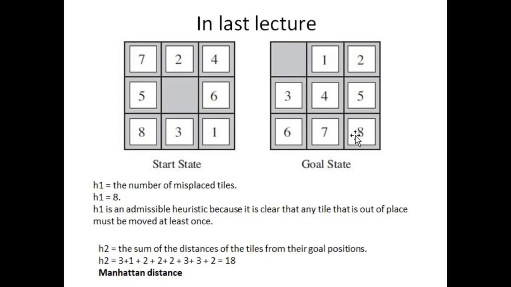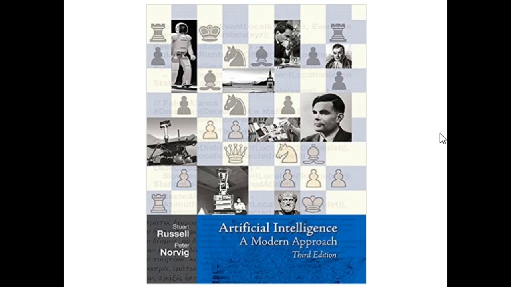There are 2 ways to calculate the heuristic values, as we discussed in our previous lecture. The first way is the number of misplaced tiles. In this method, the heuristic value is admissible. The second way to calculate the heuristic value is the sum of distances of the tiles from their goal position, and the distance is the Manhattan distance. So we solved this problem by using these heuristic functions, and that was the end of the 3rd chapter of this book, Artificial Intelligence: A Modern Approach, by Russell.